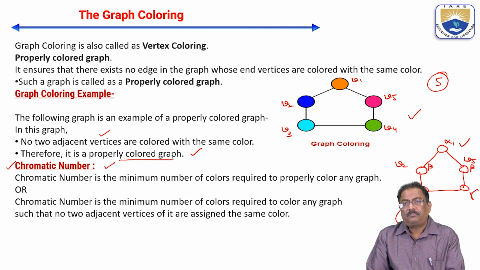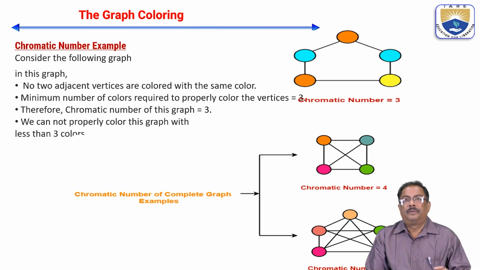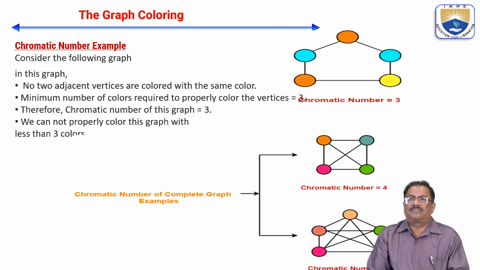So here chromatic number is nothing but the minimum number of colors that we are going to use to make the graph properly colored. Then it is known as a chromatic number. Now there are some examples and we are going to find out what is the chromatic number of the graphs.